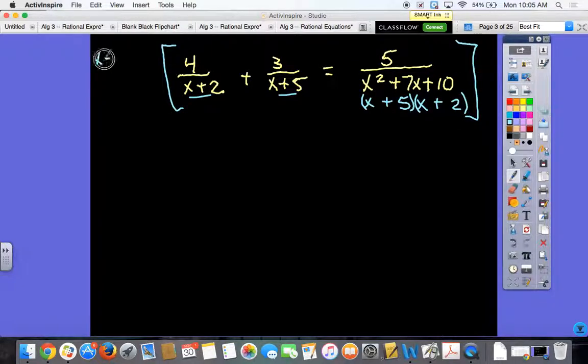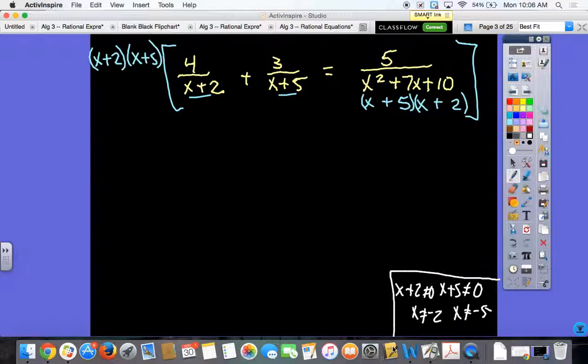Okay, common denominator is x plus 2 and x plus 5. Now, just think of the restricted values to start with. If you were going to do the restricted values, what can you not have? If you set that equal to 0, let's just think, x plus 5 can't be 0, so x can't be negative 5. And then x plus 2 can't be 0. It's kind of squishing. And so you can't have negative 2. So those are the things we can't have.